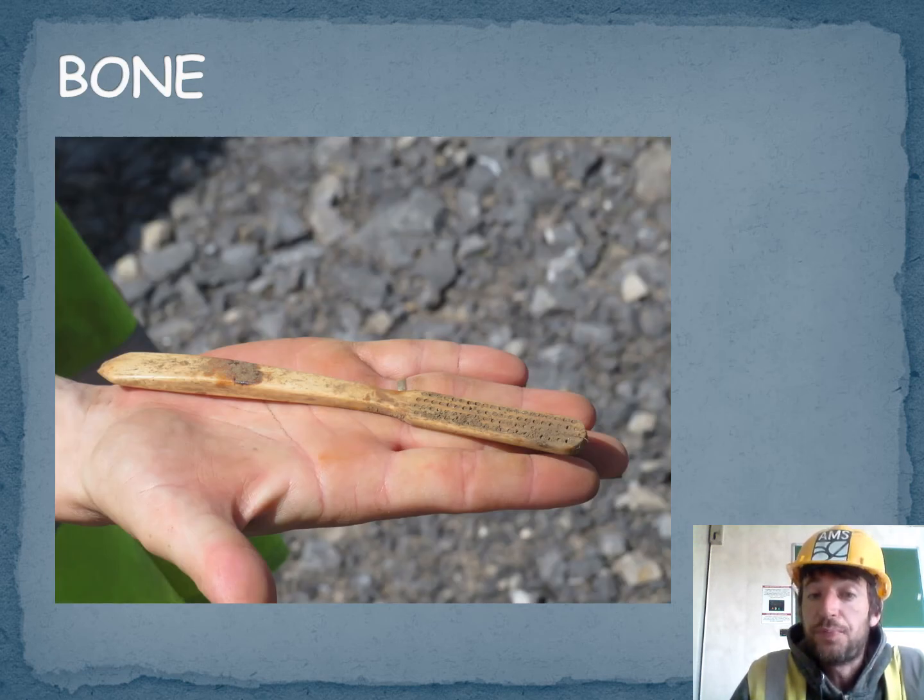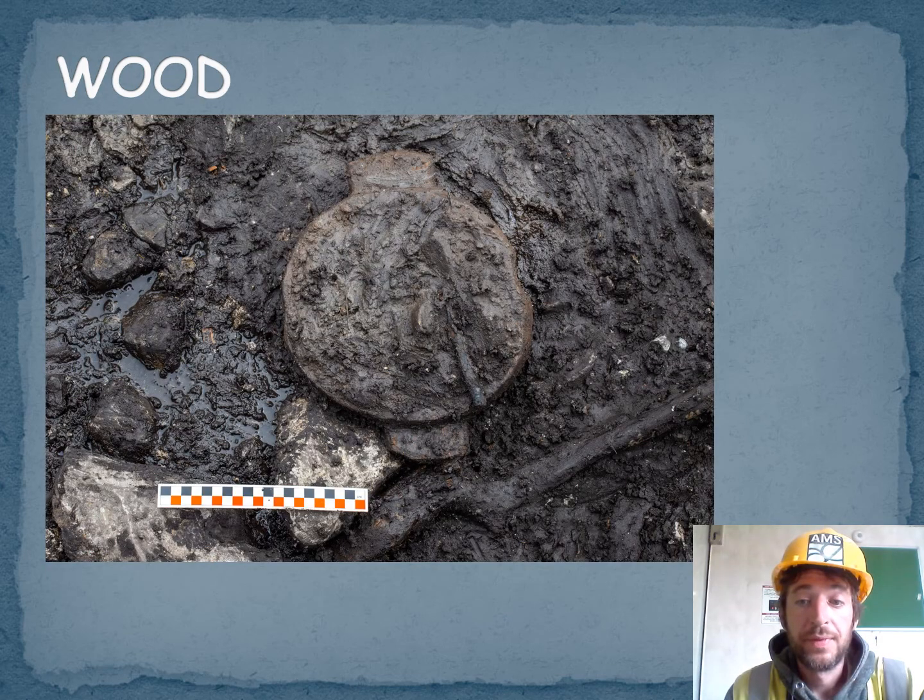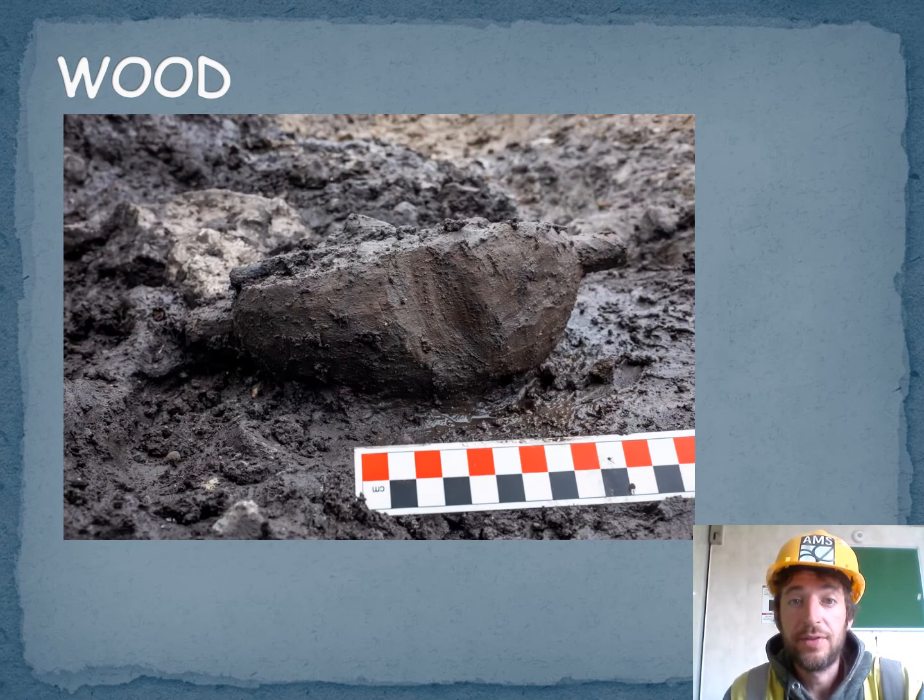This is a bone toothbrush found near one of the cottages. Here we have a wooden bowl that was found in a well. I have given you a second picture so you can draw it with ease.